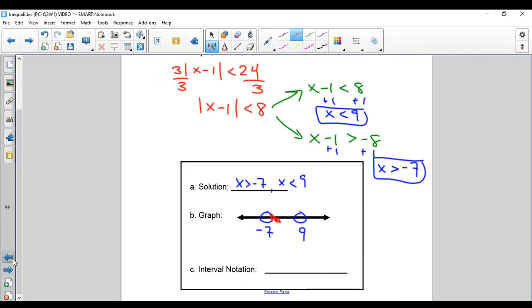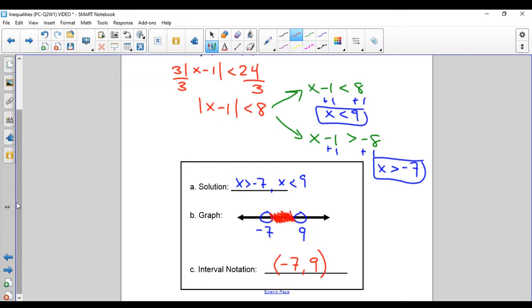So greater than negative 7 goes right. Less than 9 goes left. I only overlap in the middle. I'm worried about an overlap, if there is some overlap. All right, that's what I need. Those sets of answers there: parentheses, negative 7, 9, parentheses to close it out.